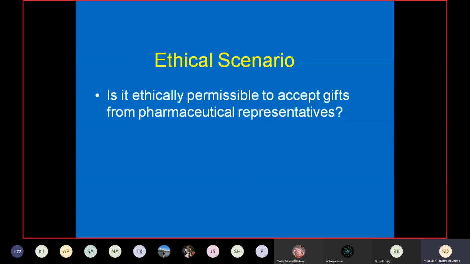Okay. Another scenario, let's say, is: is it ethically permissible to accept gifts from pharmaceutical representatives? Maybe not a good example, but we can take this as an ethical scenario. Is it ethically permissible to accept gifts from pharmaceutical companies? As you know, you can see in hospitals many pharmaceutical representatives keep coming and visiting the physician to sell their medical products. But for the sake of some benefits, is it okay?